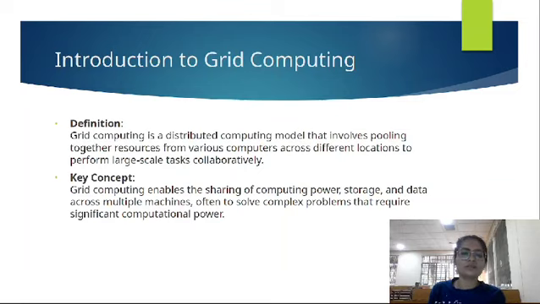Introduction to grid computing. Definition. Grid computing is a distributed computing model that involves pooling together resources from various computers across different locations to perform large-scale tasks collaboratively. It means when you have a complex problem to solve, and we have different resources at different locations, we use all the resources collaboratively to work on the same problem, but that one problem is divided into different subtasks. The key concept behind this: grid computing enables the sharing of computing power. Computing power is shared, storage is shared, and data across multiple machines is also shared. It is used to solve a complex problem that requires significant computational power.